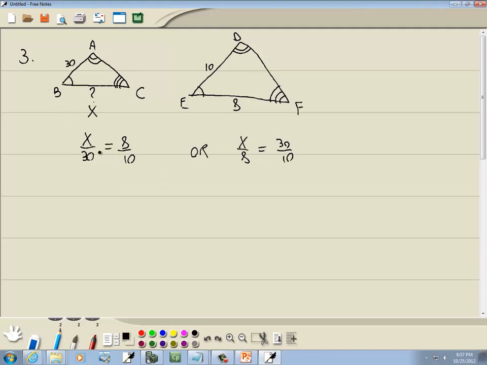Well, this is a proportion, so I'm going to cross multiply. I'll take 10 times x and 8 times 30. So 10 times x is 10x, and 8 times 30 is 240. Divide both sides by 10. And we're going to get x is equal to 24. So this side here would be 24 in length.